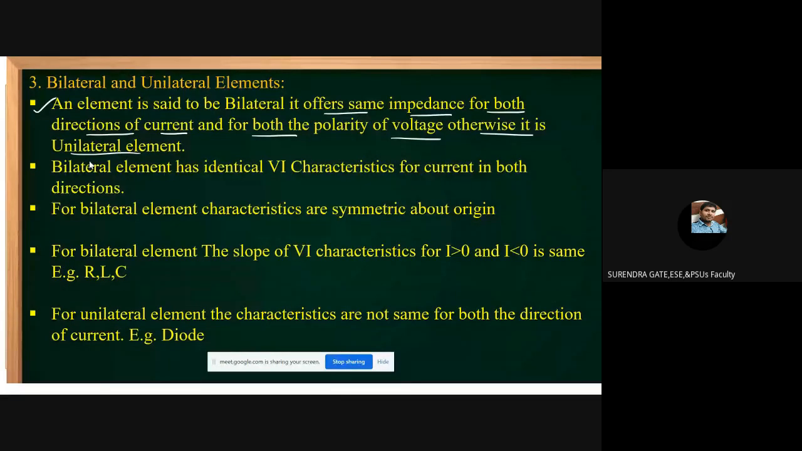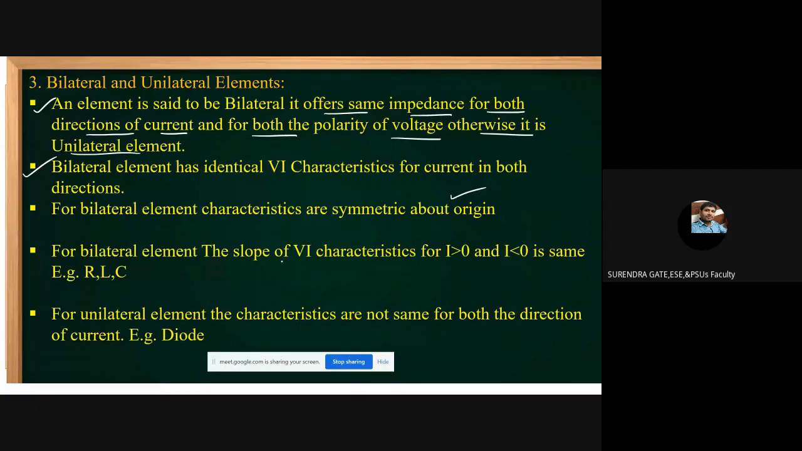So, it offers the same impedance in both the directions. One more point: bilateral elements have identical VI characteristics for current in both the directions. Whether you take the current from left to right or from right to left, if the characteristics are the same, then we can say that it is a bilateral element. For all bilateral elements, the characteristics are symmetrical about the origin.